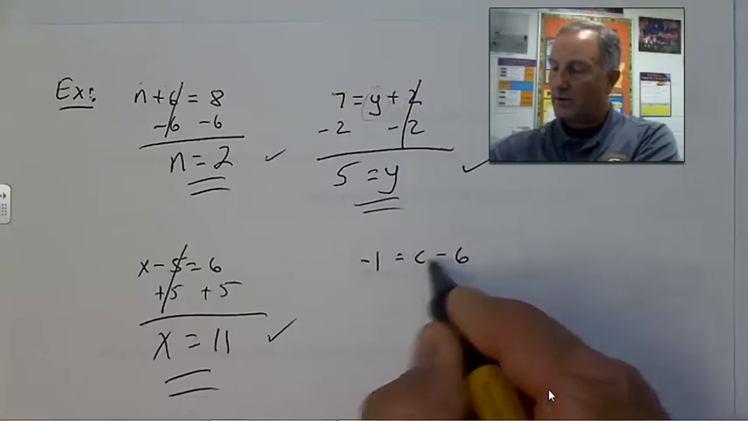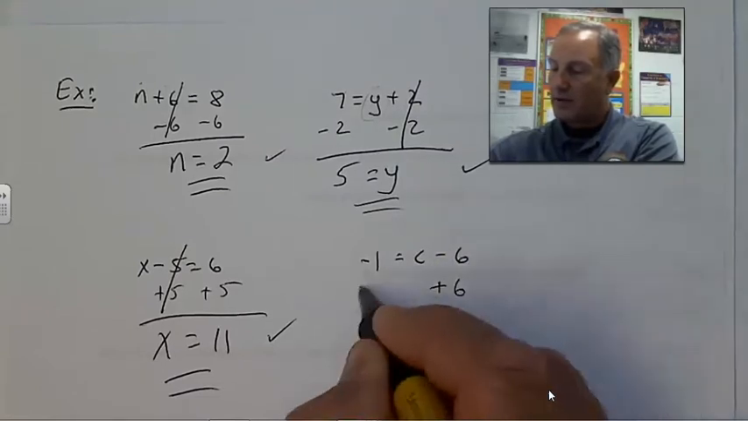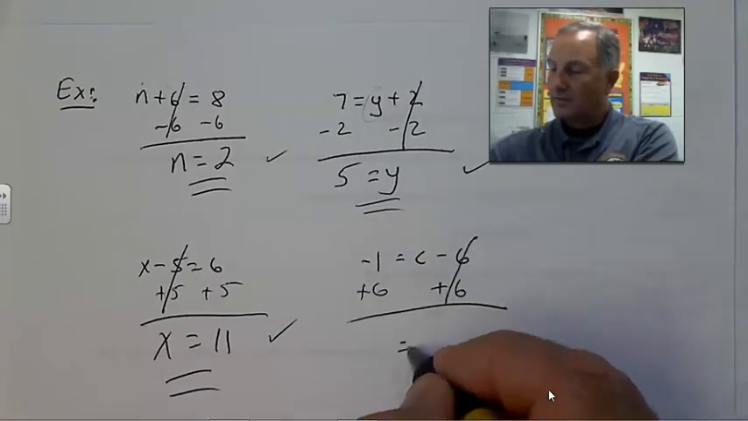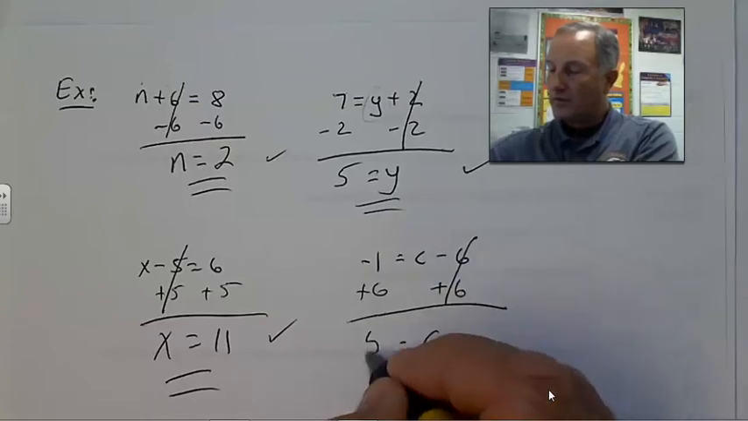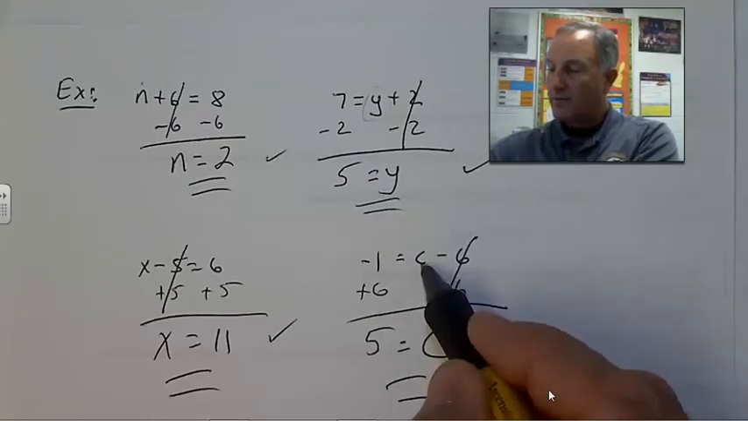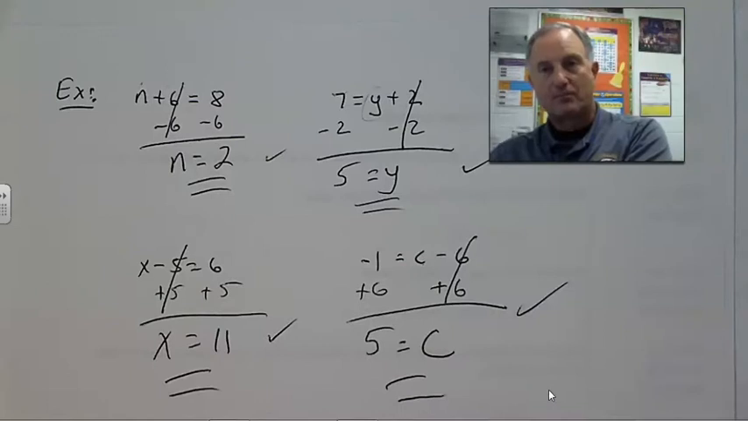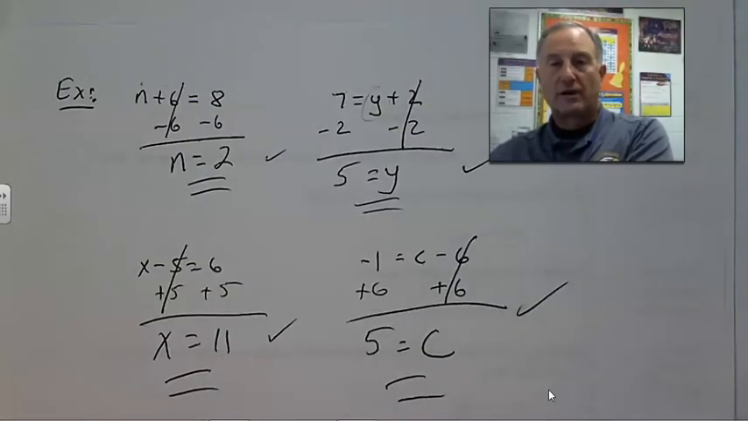Again, I find my variable. I see that I'm subtracting 6, so I do the opposite. I add 6 to both sides. That cancels out. And negative 1 plus 6 is 5. Does negative 1 equal 5 minus 6? Sure does, it checks.